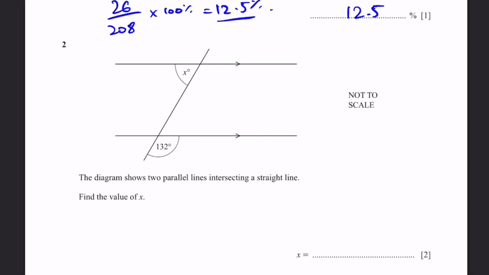Question 2. The diagram shows two parallel lines intersecting a straight line. Find the value of x. So this angle will also be 132 degrees because these two are corresponding angles. So x will be equal to 180 minus 132 degrees since these add to 180 degrees. So that will be equal to 48 degrees.